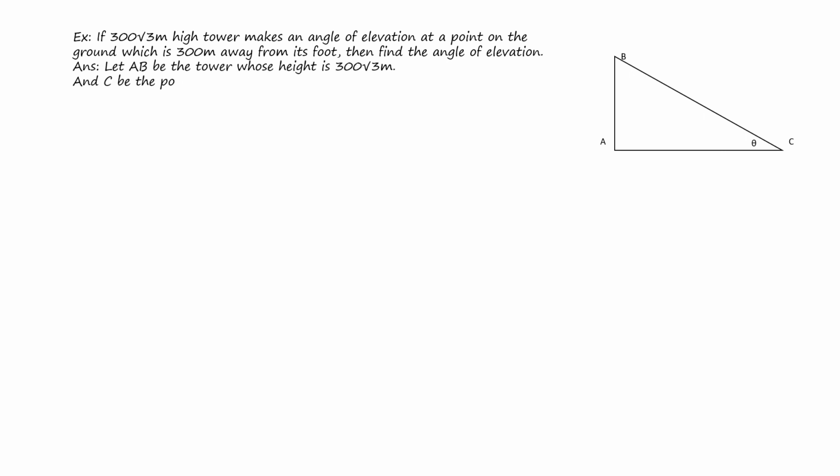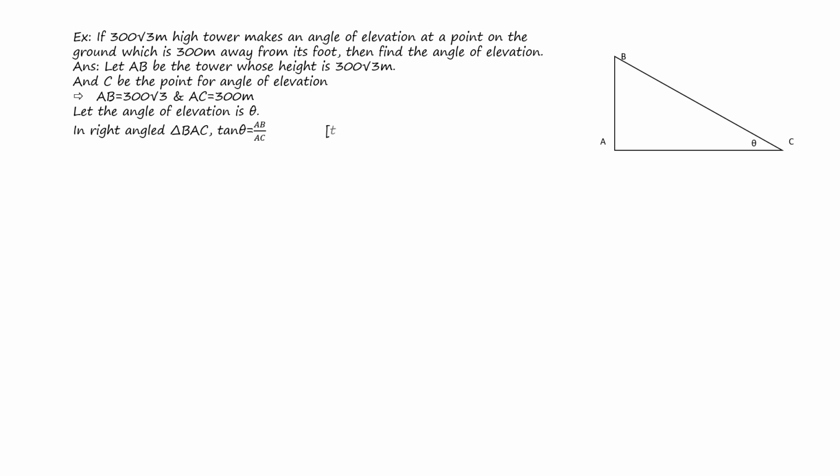If a 300 root 3 meter high tower makes an angle of elevation at a point on the ground which is 300 meter away from its foot, then find the angle of elevation. Let's first draw the picture. Let AB be the tower whose height is 300 root 3 meter and C be the point for the angle of elevation. Now AB is 300 root 3 and AC equals 300 meter. Let the angle of elevation be theta.